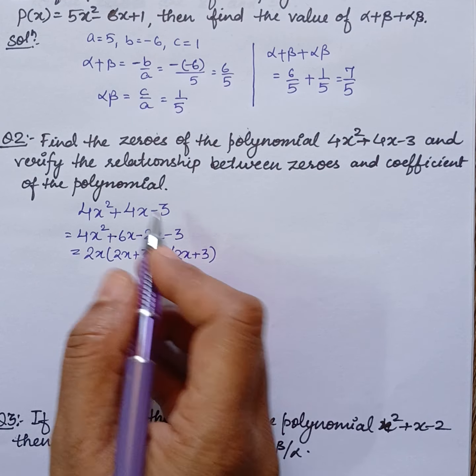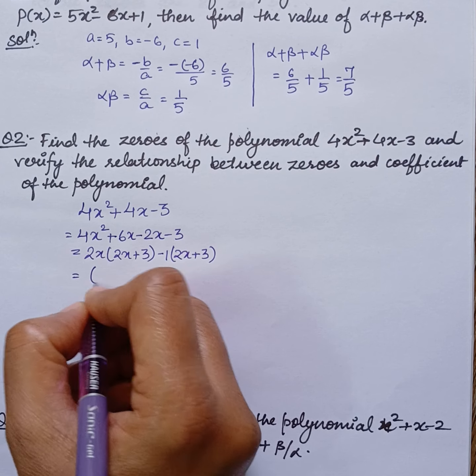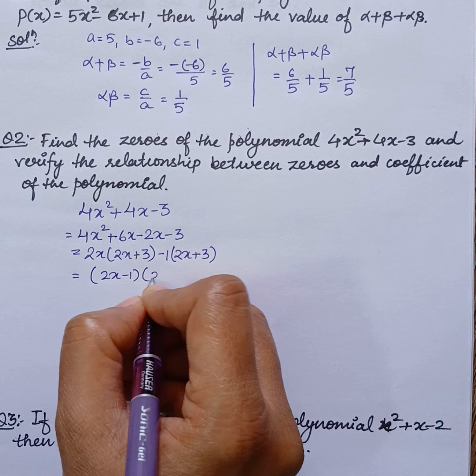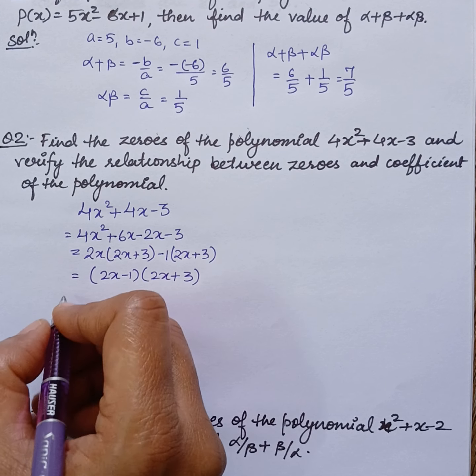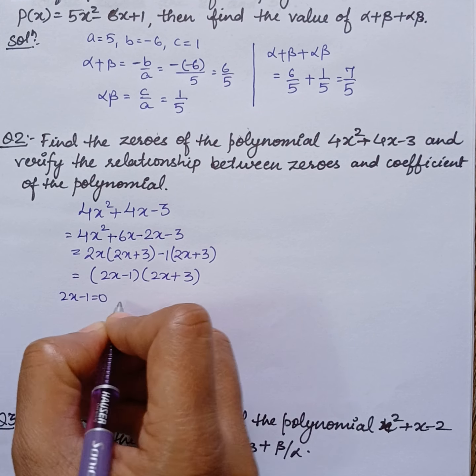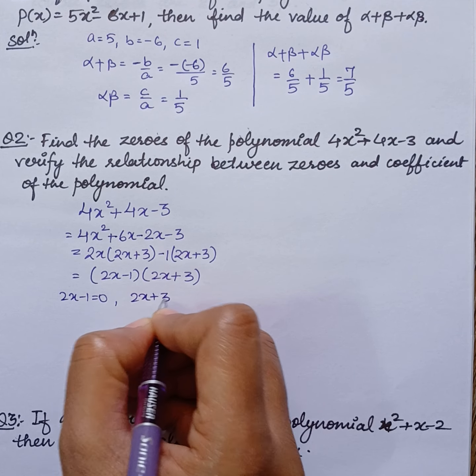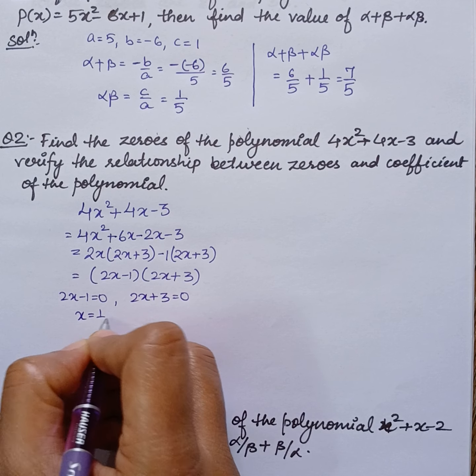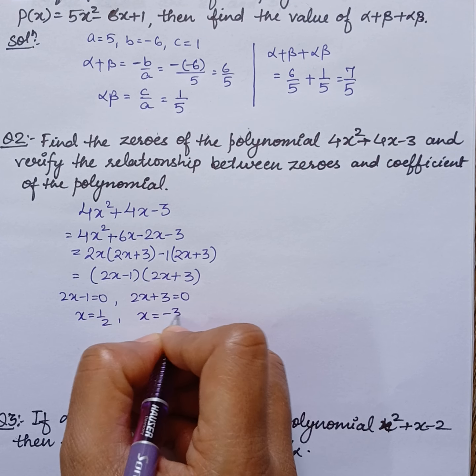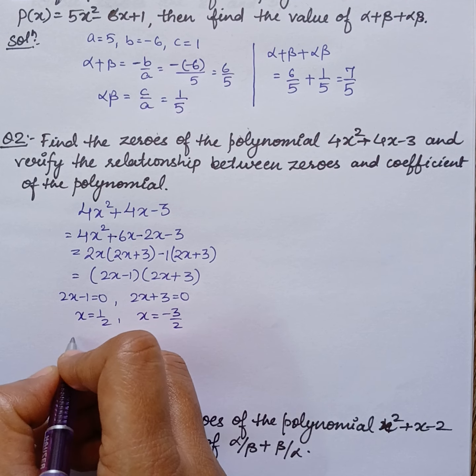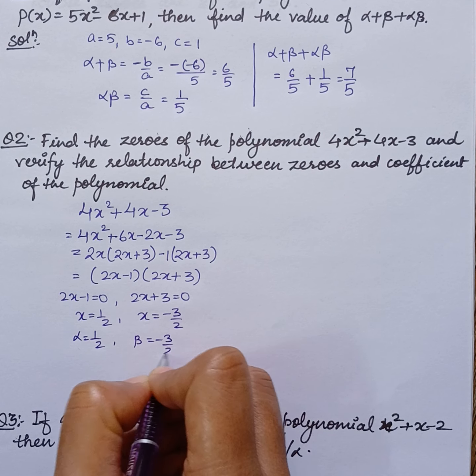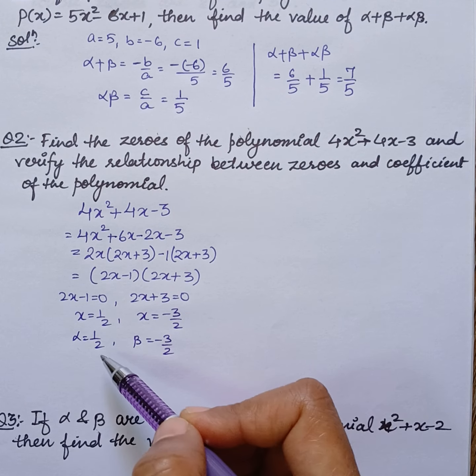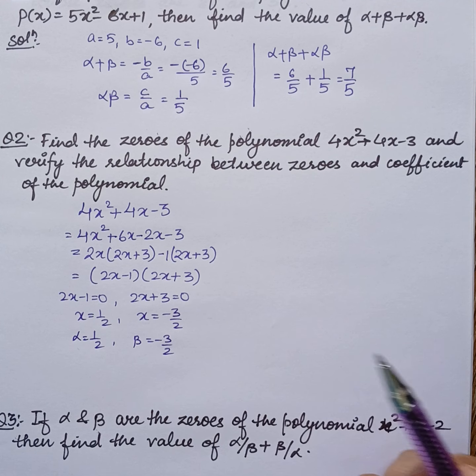This we have already learned, how to solve the quadratic equation. So we will get (2x − 1)(2x + 3). Now as we have to find the zeros, we need to equate both of them to 0 and find the two values of x. These are called the zeros of this polynomial. We will consider them as alpha and beta. Now the zeros we have already found, alpha and beta, which are 1/2 and −3/2.